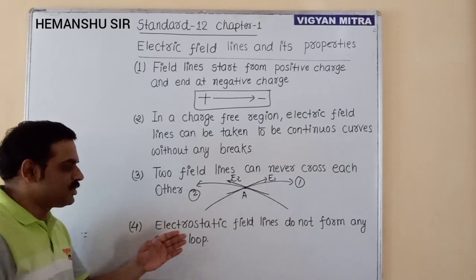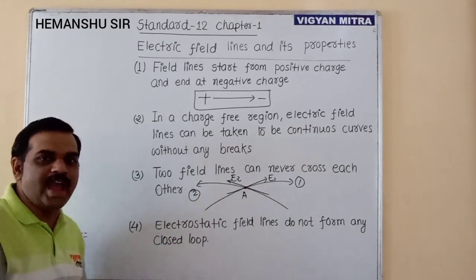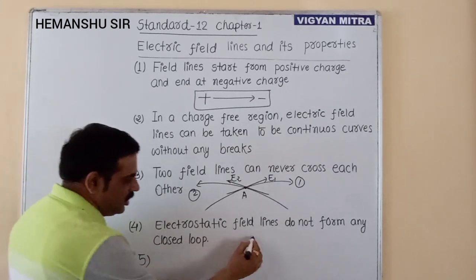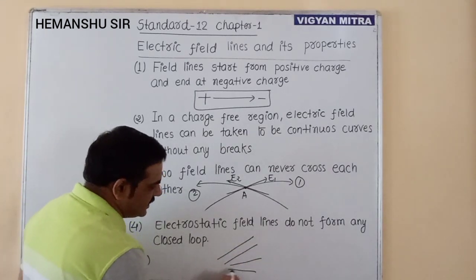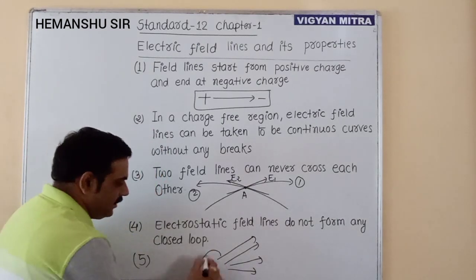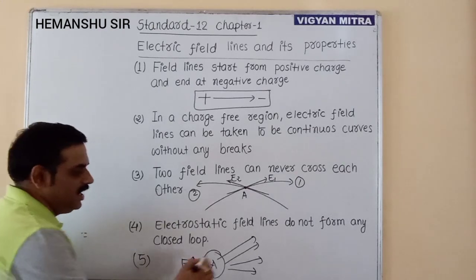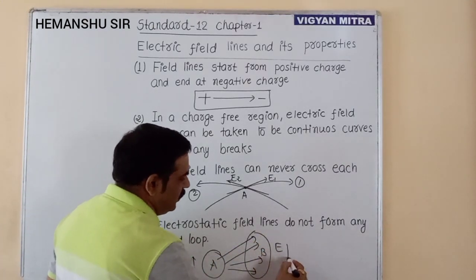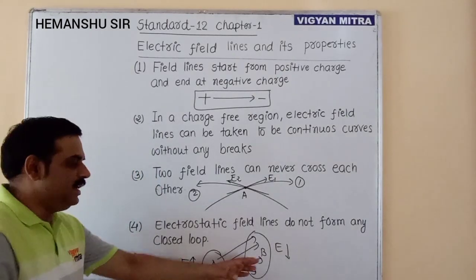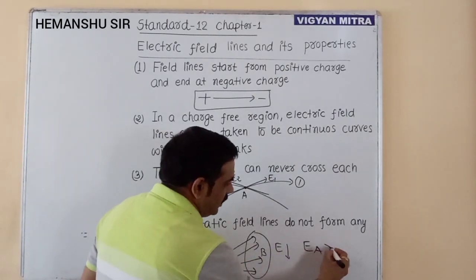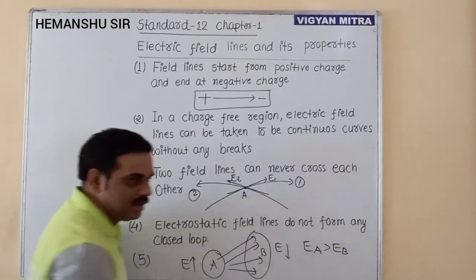Fourth, electrostatic field lines do not form any closed loop. Fifth, in any region, if electric field lines are closer, say here region A, then the electric field is more there, and if the electric field lines are far apart, then the electric field is less there. Here EA is greater than EB.